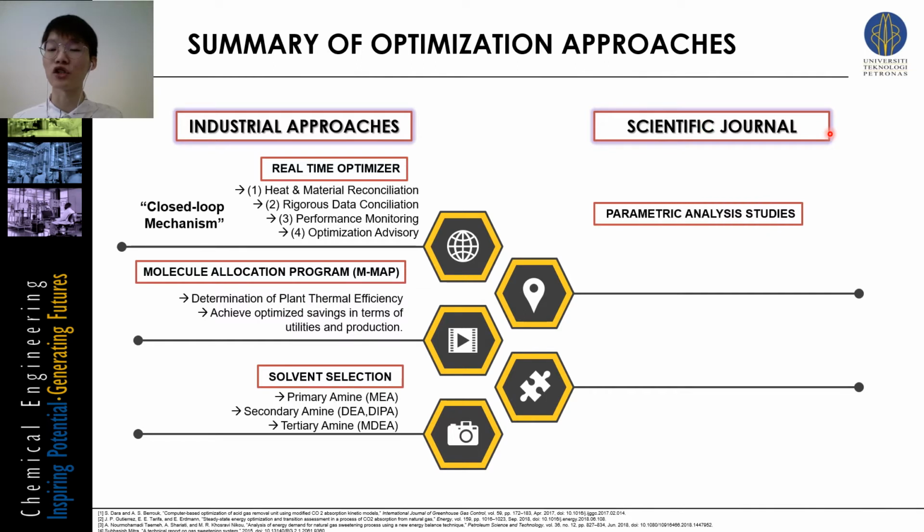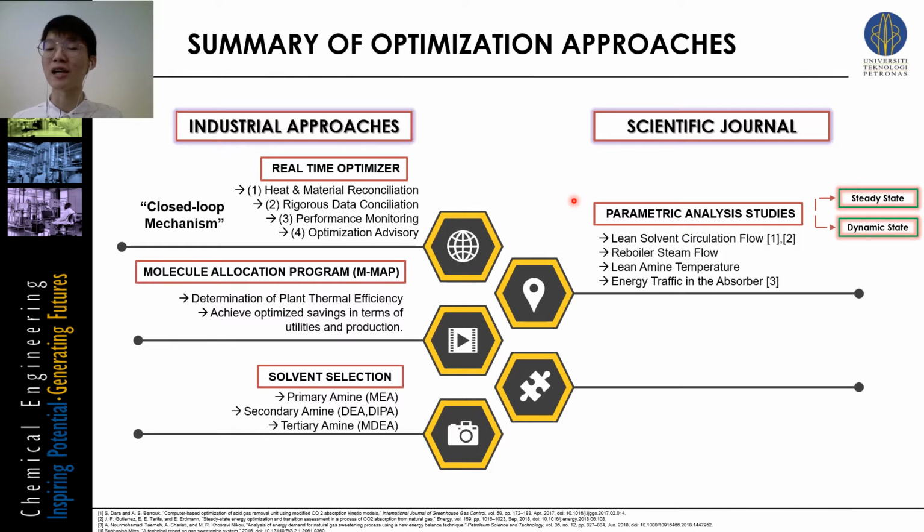So for this scientific journal, we look into the parameter analysis study, and there are steady state and also the dynamic state. And it is determined that lean solvent circulation flow, reboiler steam flow, lean amine temperature, and also the energy traffic in the absorber are the essential parameters that can contribute to a lot of optimization and money savings in AGRU.